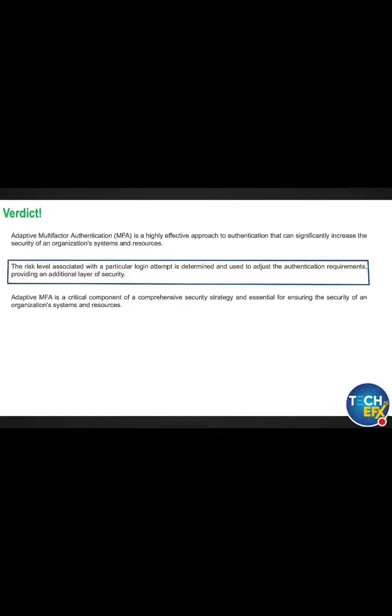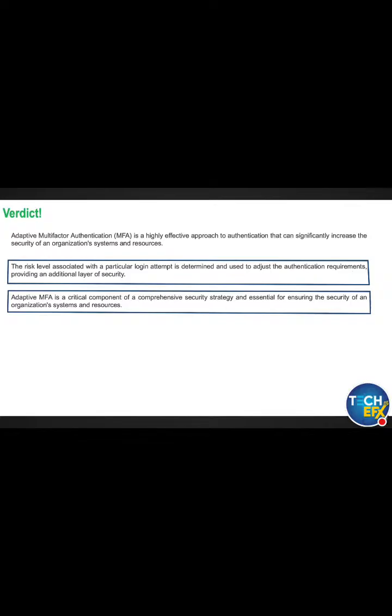Adaptive multi-factor authentication is a highly effective approach to authentication that can significantly increase the security of an organization's system and resources. It works by using multiple factors to confirm a user's identity, including something the user knows, something the user has, and something the user is. The risk level associated with a particular login attempt is determined and used to adjust the authentication requirements, providing an additional layer of security. The benefits of adaptive multi-factor authentication include increased security and a more convenient user experience.